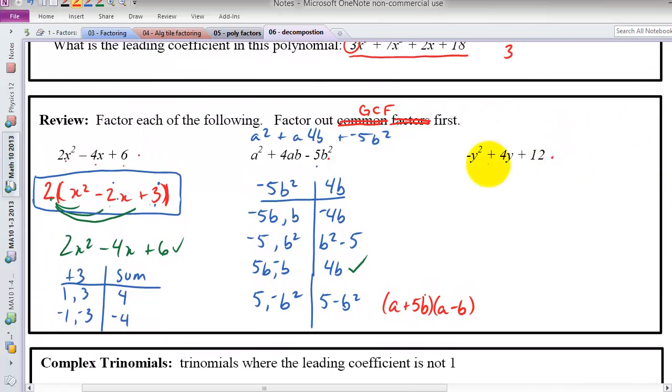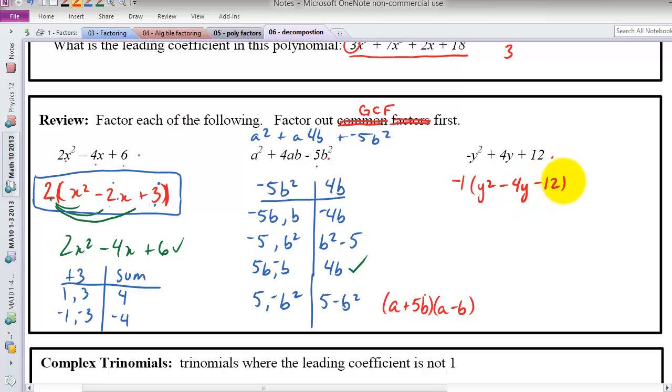And finally this one. First thing we want to do is factor out this negative y, because we want something that says y squared. We don't want negative y squared. We want a leading coefficient of 1, not negative 1. So we're going to go negative 1 (y squared minus 4y minus 12).